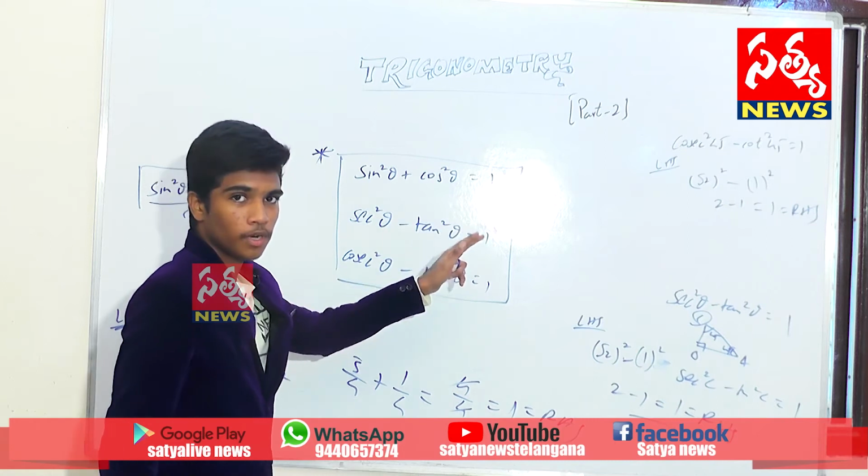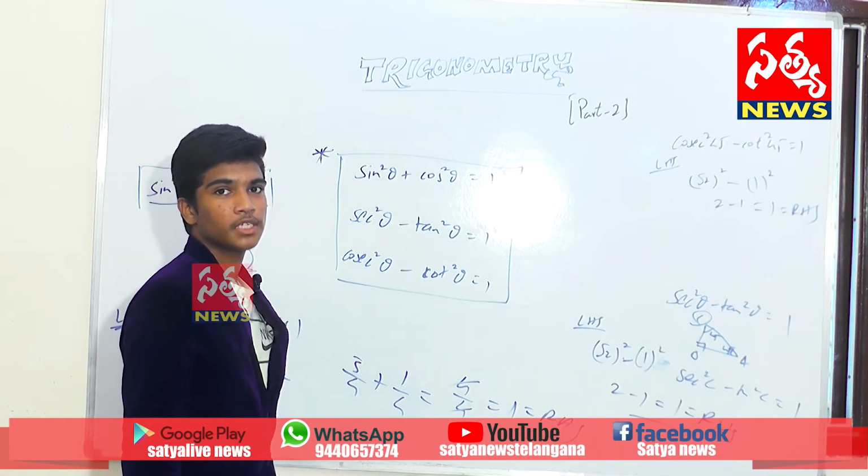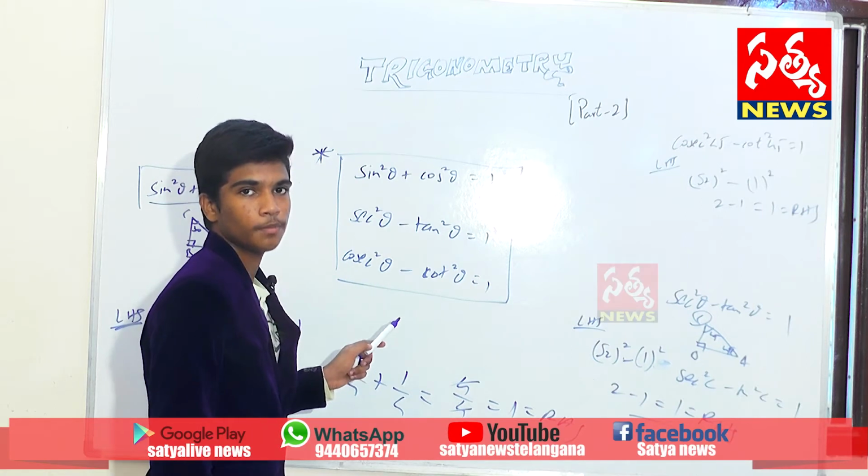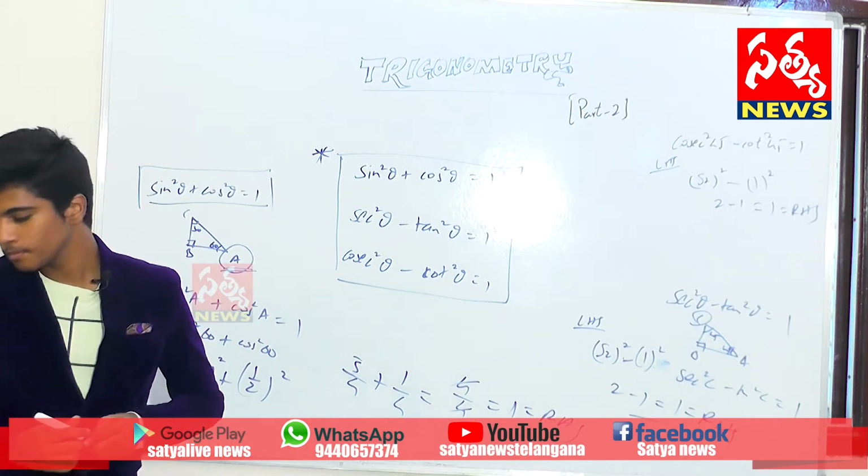Sin square theta plus cos square theta equals to 1. Secant square theta minus tan square theta is equals to 1. And cosecant square theta minus cot square theta is equals to 1. Please remember them.